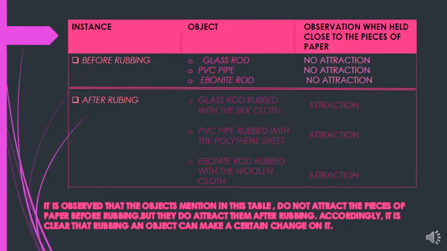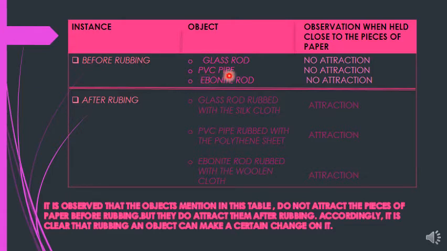Now guys, this is the table. In this table, there are 3 columns. The first column is instance and the other one is object. The third column is observation when held close to the pieces of paper. Before rubbing the glass rod, when we bring it close to a piece of paper, what happens? Does it attract or not? Yeah, there is no attraction there, it doesn't attract.